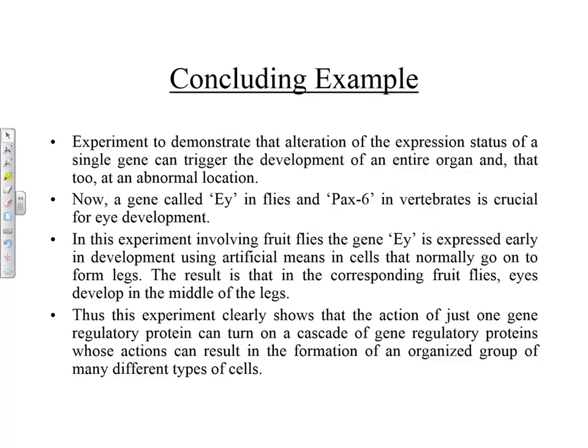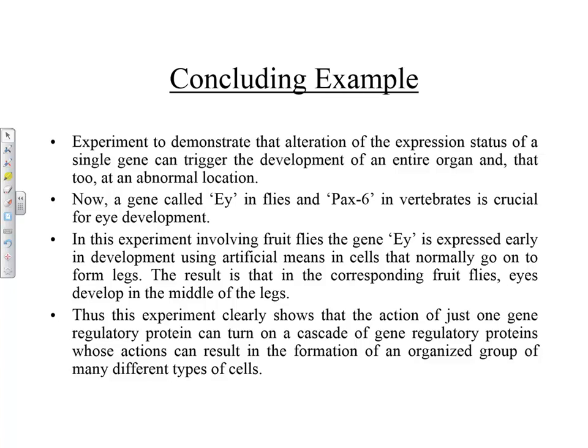Now, this is a very interesting example. This is an experiment to demonstrate that alteration of the expression status of a single gene can trigger the development of an entire organ, and that too at an abnormal location. There's a gene called EY in flies, or eyeless, and it's called PAX6 in vertebrates. It's crucial for eye development.